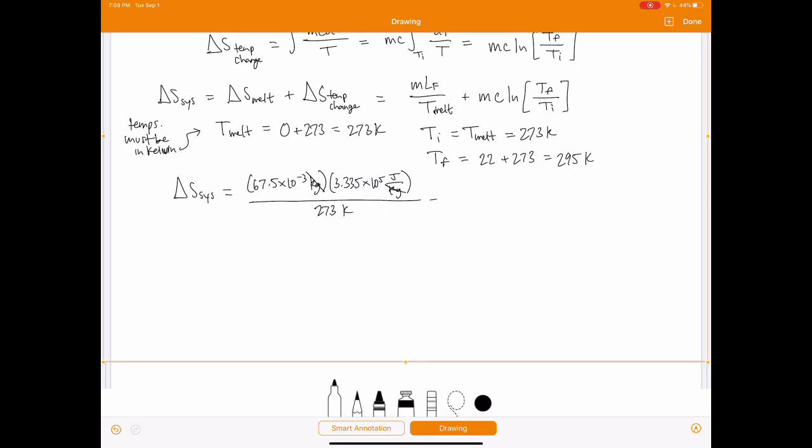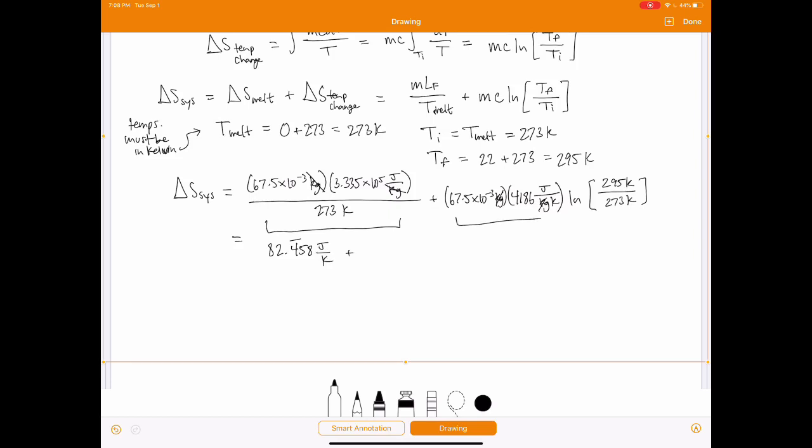But we have to then add to that the mass, 67.5 times 10 to the minus 3 kilograms. Now times C, which is the specific heat of the liquid water, 4,186 joules per kilogram Kelvin, times the natural log of T final, which is 295 K, over T initial, which is 273 K. And again, kilograms cancel, we get units of joules per Kelvin. So this first term, if you calculate that, is about 82.458, round to 3 sig figs joules per Kelvin.